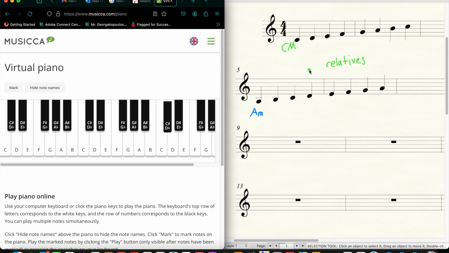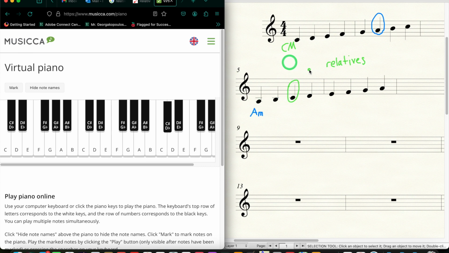Now I'm going to show you how to find the relative if you are given a song that's written in one key or the other. Let's say you were given a song that was written in C major. In order to find the relative minor, you simply count up to scale degree 6. And that is the note on which the relative minor will be built. If you were given a song that was written in A minor, and you need to find the relative major, you simply count up to scale degree 3. And that is the note on which the relative major is found.